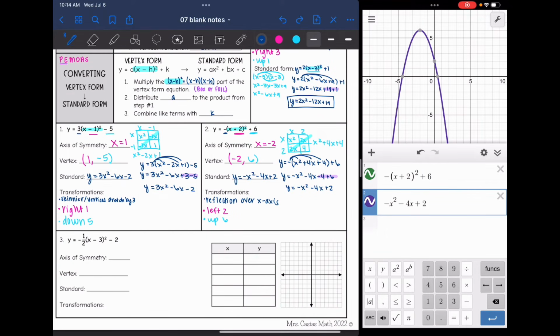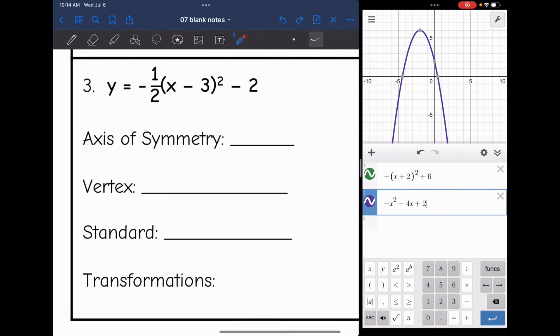Okay, last one, I am doing the same thing, but I also am going to graph the parabola. So why don't we determine the transformations, and then that will help us figure out the axis of symmetry and vertex, and then we can convert to standard form, and then we will graph it over here. So let's start with transformations. So I see a negative sign, so that means that I have a reflection going on.